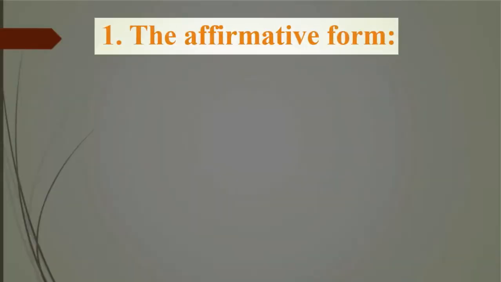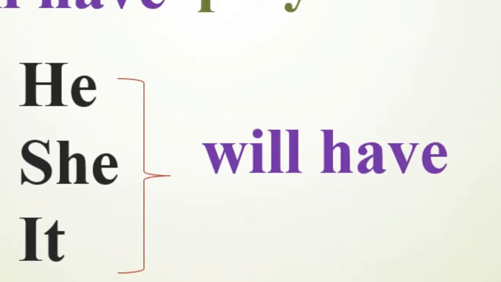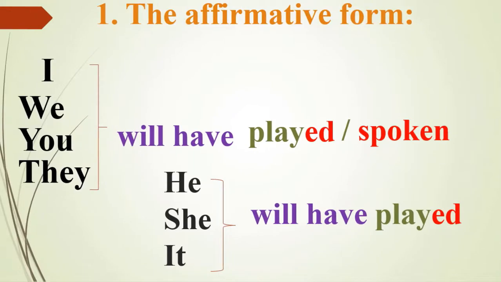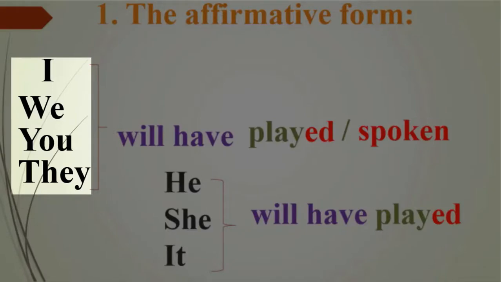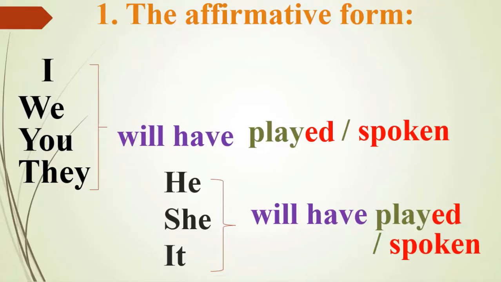The affirmative form. I, you, we, and they will have played. He, she, and it will have played. So as you can see, we don't change anything here. And this is concerning regular and irregular verbs. For example, here we have speak. The past participle of it is spoken, which means we can say I, you, we, and they will have spoken. And he, she, and it will have spoken.